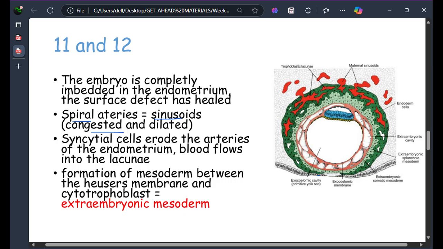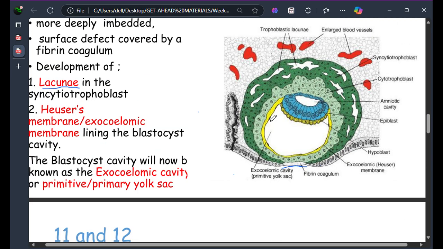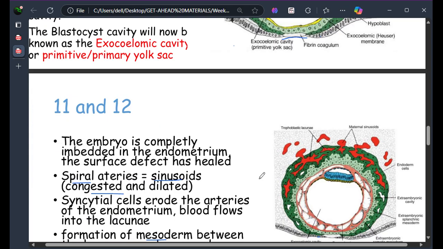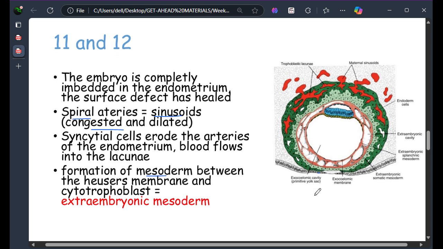So once that happens, another thing that will happen on day 11 and day 12 is that you'll find formation of the mesoderm between the Heuser's membrane and the cytotrophoblast. Remember, this is the Heuser's membrane, and this is the cytotrophoblast, the one that is color coded in light green. So in between here, that's where you're going to find the formation of the mesoderm. And that mesoderm is called extra embryonic mesoderm.